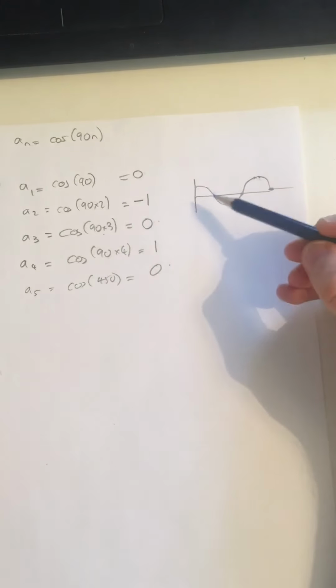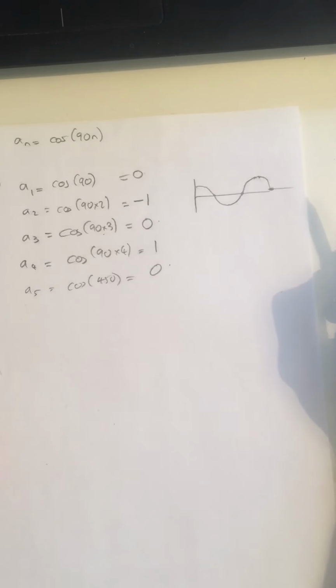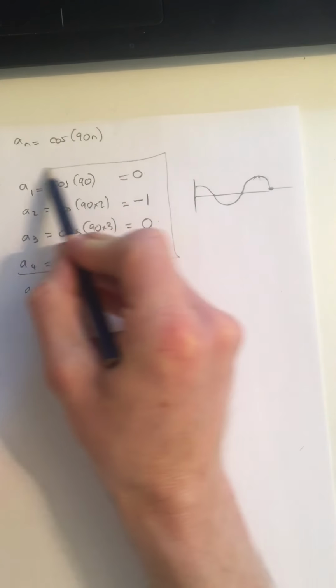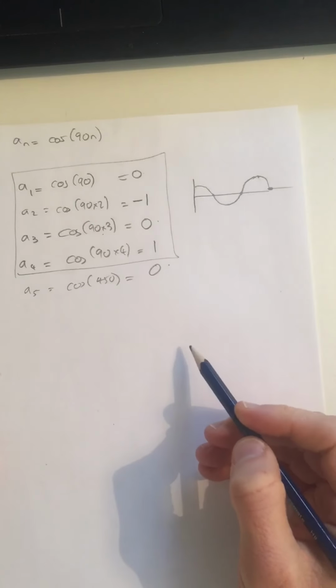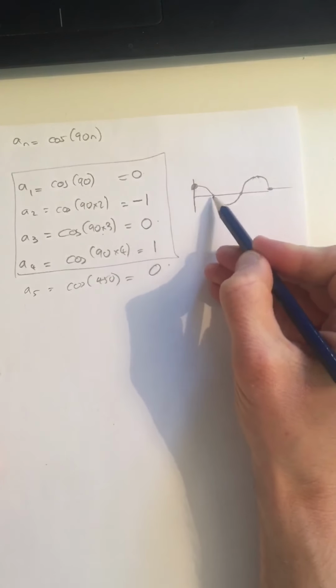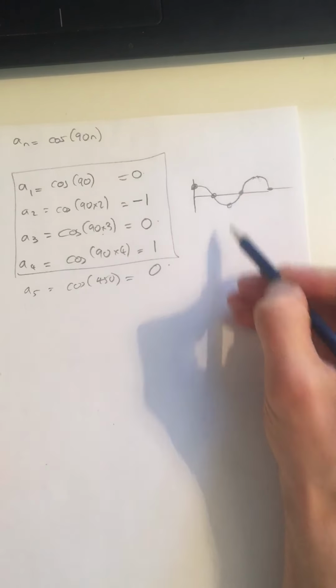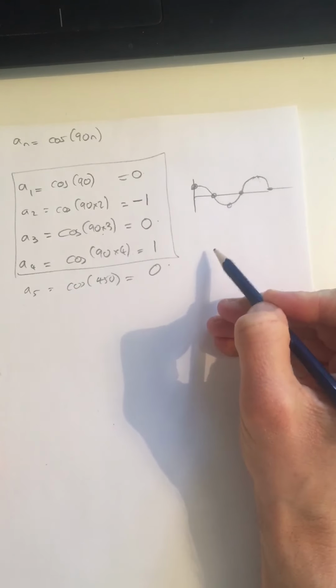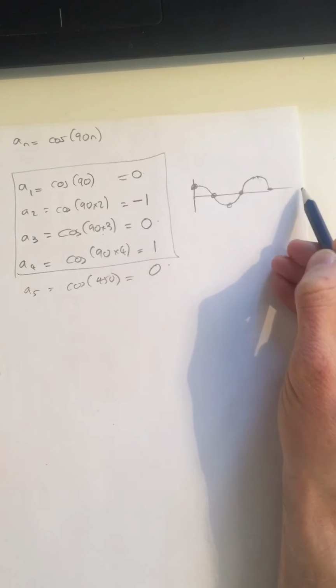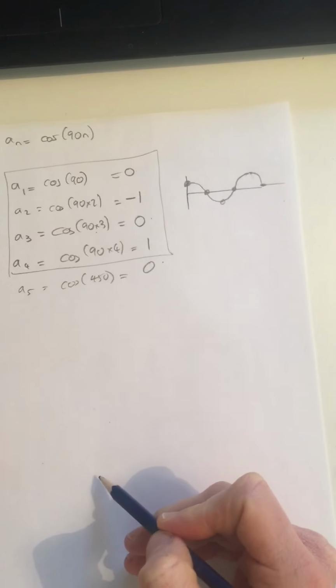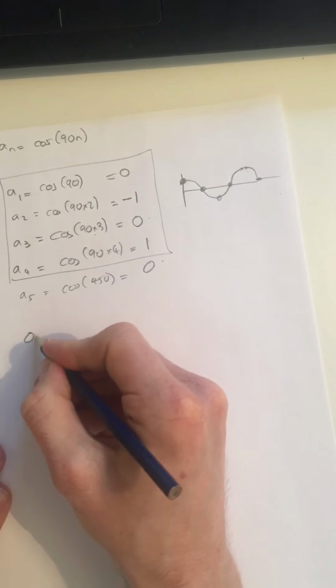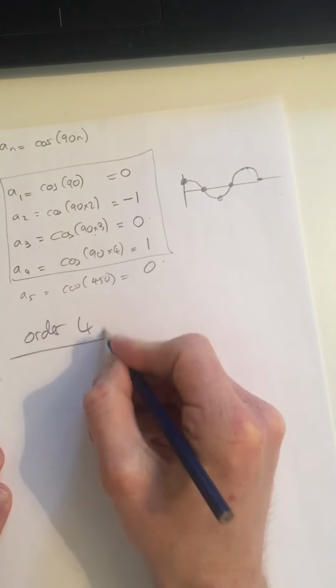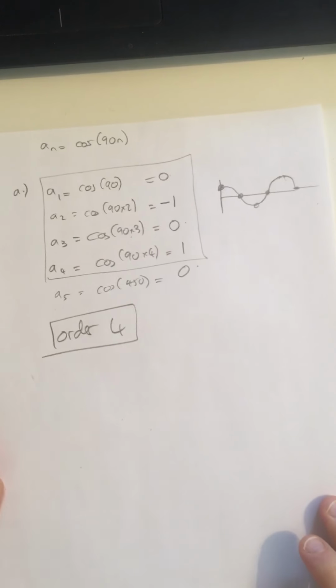So we can see that this is periodic. It repeats itself, and it's going to repeat itself every 4 terms, because it goes here, here, here, here, and then repeats that pattern again. Here, here, here, here, and repeats, and so on and so on. So it is order 4. And that's the answer to the first question.